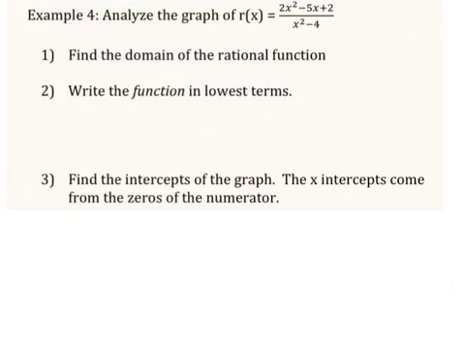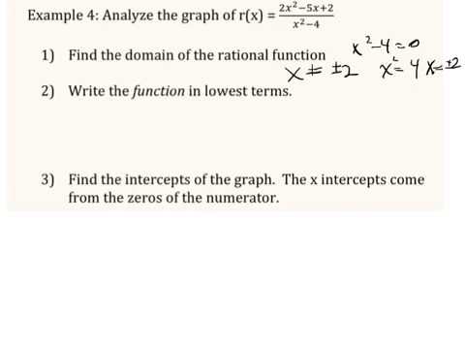Okay, so we want to analyze this graph first and then graph it. Domain is going to be where the denominator is 0. So again, x squared minus 4 equals 0. So x squared equals 4. So then x equals plus or minus 2. So then x can't equal plus or minus 2.